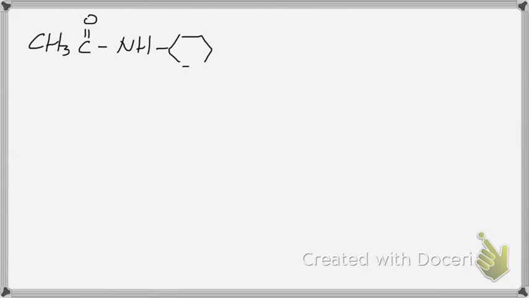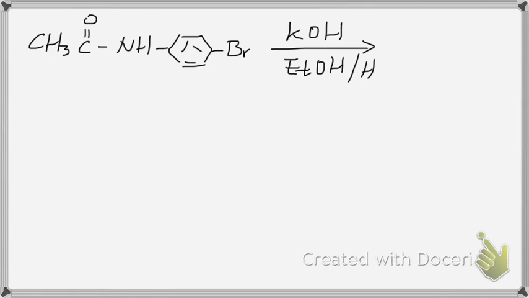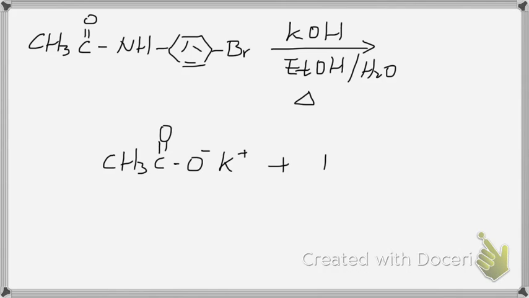Alright, so here is an example of a basic hydrolysis of an amide. Can you provide the product? We will get the carboxylate ion and the amine.